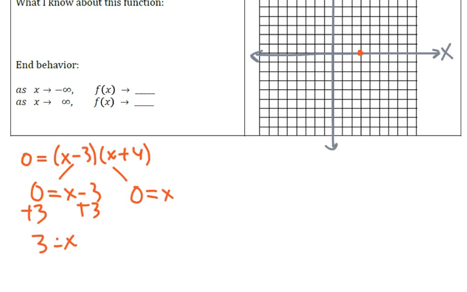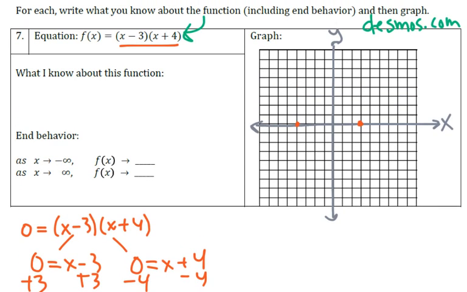Then I'd set the other one equal to 0 and get negative 4 equals x. So negative 4 is my other. What do I know about it? I know my zeros are negative 4 and 3. From that we can then find the vertex. We count 1, 2, 3, 4, 5, 6, 7. Half of 7 is 3.5. If I move 3.5 away, I know that this line, where x is negative a half, is where my vertex is going to be.